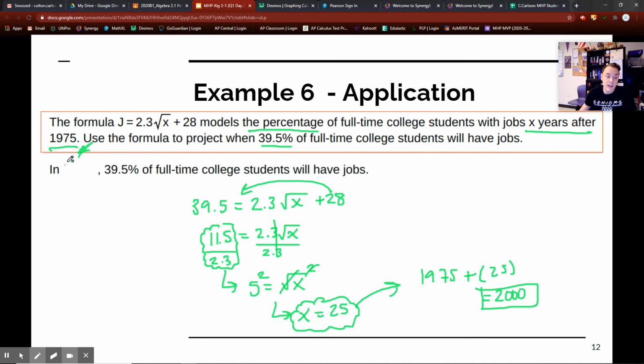Okay, in the year 2000, 39.5% of full-time college students will have jobs. All right, and that's pretty great. So if I want to know 60%, I would do 60% right here and see which year 60% of full-time college students will have a full-time job. Okay? So that's the application question.